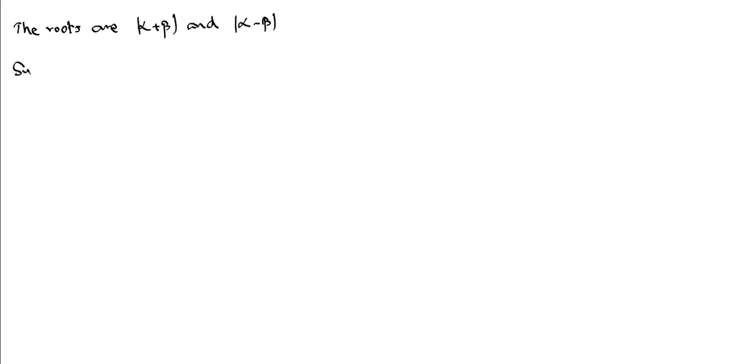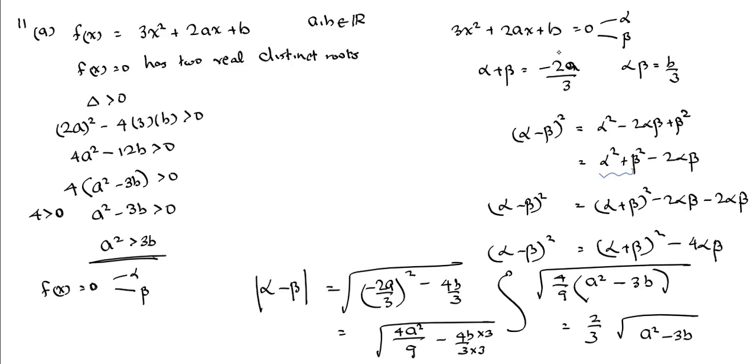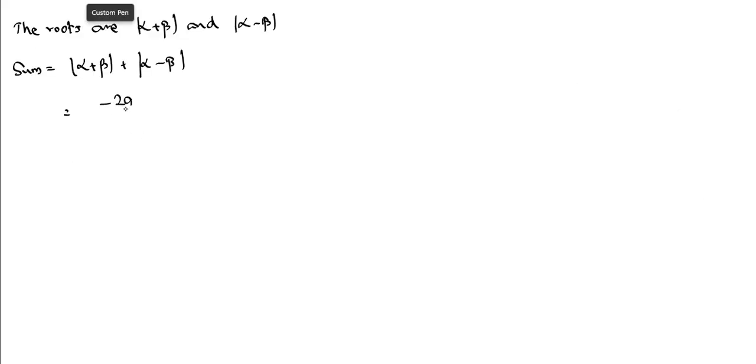If you consider the sum, this is going to be modulus of alpha plus beta plus modulus of alpha minus beta. Now you already know what alpha plus beta is. Alpha plus beta is, here we have it, minus 2a over 3. So modulus of minus 2a over 3 plus modulus of alpha minus beta, which we just found is 2 over 3 root a squared minus 3b. Now you can take the modulus.